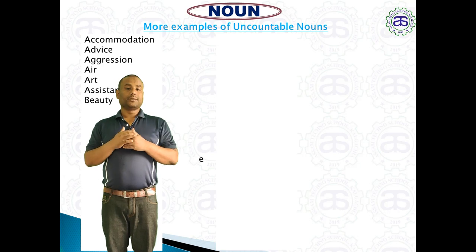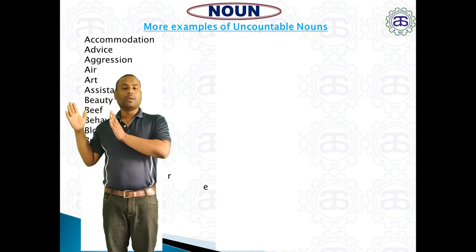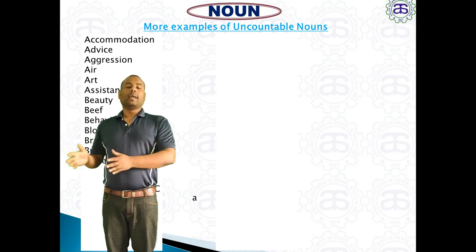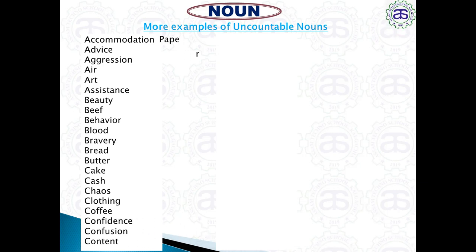One more thing to remember, material noun and abstract noun, both are always uncountable. Let us go through some more examples of uncountable noun. I will read for you. You can see on your screen. You can also read or listen to me and read.